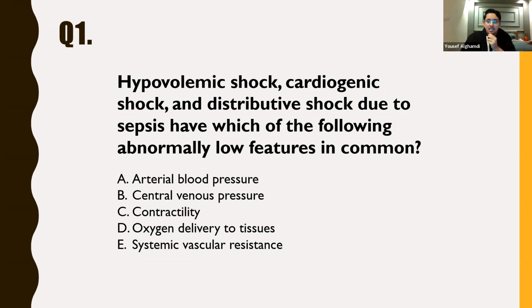Can someone answer? Does anyone know the answer? Okay, someone said D. Someone said E. E is unfortunately not correct. D is correct, yeah. D is the right answer, which is oxygen delivery to the tissues, right? So in all of these, you will have less oxygen going to your organs in your body, right? Yeah, D is the right answer. Okay, almost everyone got that right. Okay, good. That's good. Nice.